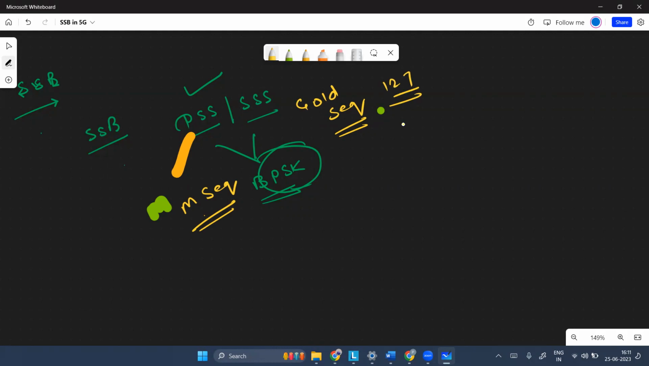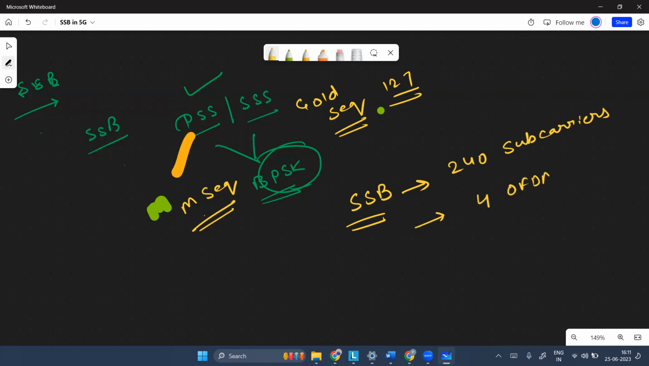So total active subcarriers, if we talk about SSB, are 240 subcarriers in the frequency domain and 4 OFDM symbols in the time domain.